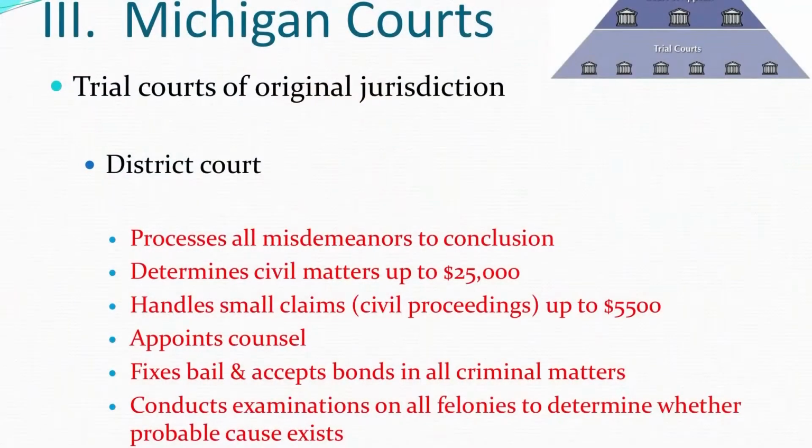to the trial courts of original jurisdiction. So let's begin with the lowest of the trial courts in Michigan, the district court. How do we know that's a state court, not a federal court? It doesn't say U.S. at the beginning, so we know that it is a Michigan court, Michigan District Court. All right, I put this in red because you've got it on your handout, but if you want to write it down, you can. District Court processes all misdemeanors to conclusion. So if you are charged with a misdemeanor, your case will begin and end in District Court. District Court handles the misdemeanors from beginning to end.